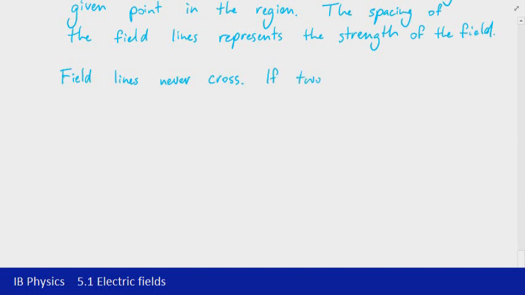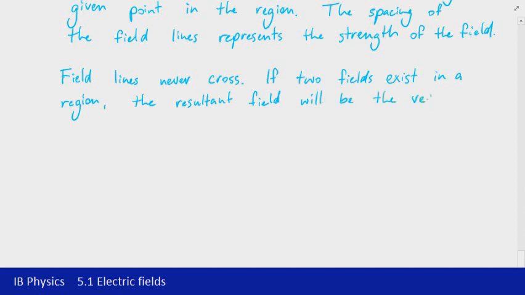If we instead had two fields in a given region, as in if we had two charges each producing an electric field, that means that we need to add those two fields together. So the resultant field will just be the vector addition of those two fields. And you would need to go through and look at every point in that region.